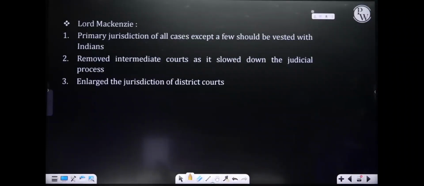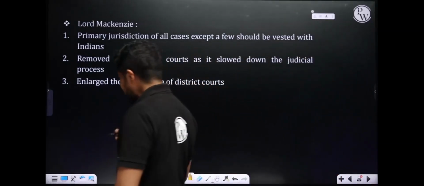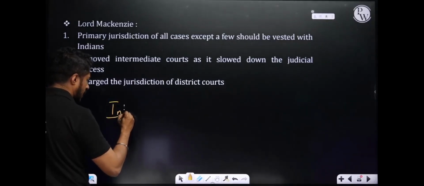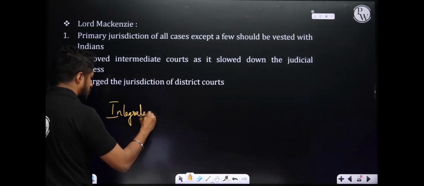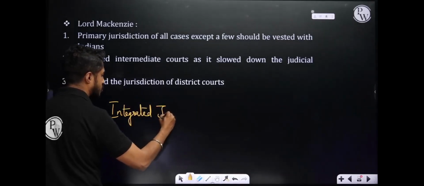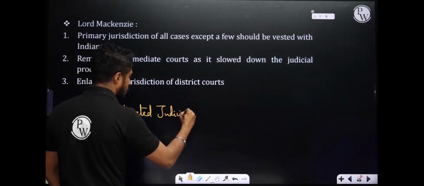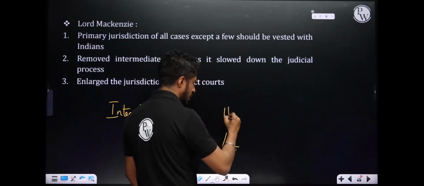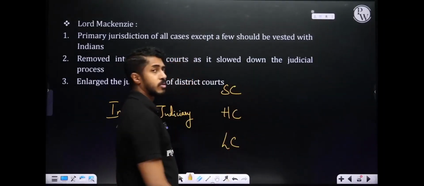Taking it further forward, Lord Mackenzie, primary jurisdiction of all cases except a few should be vested with Indians. Removed intermediate courts as it slowed down the judicial process. Enlarged the jurisdiction of district courts. So from here onwards, we are seeing the slow evolution of what you see as integrated judiciary, which is a feature of our constitution today. Independent integrated judiciary means what? Lower courts, the high court and the supreme court.